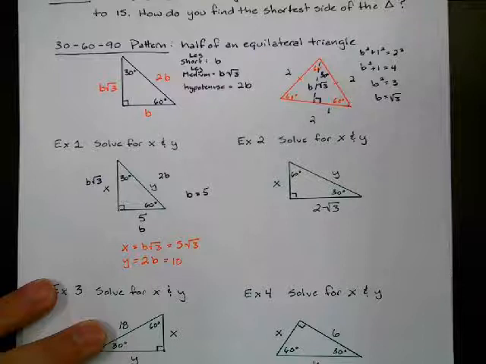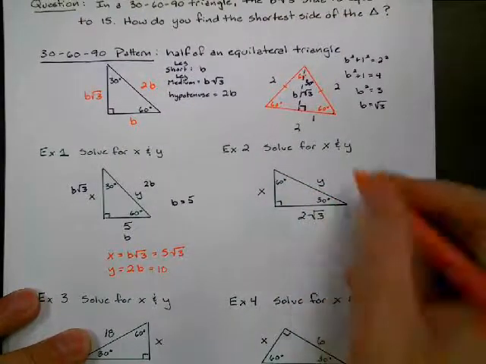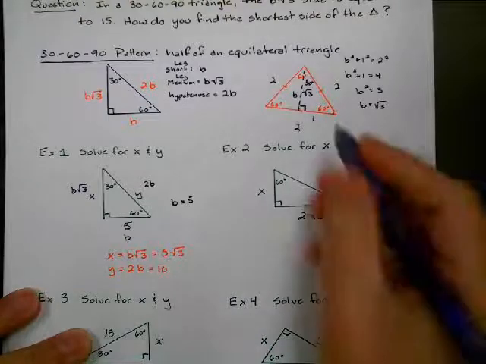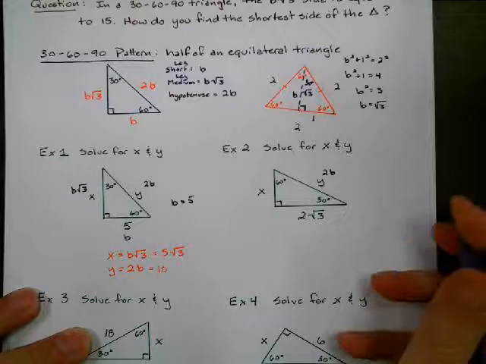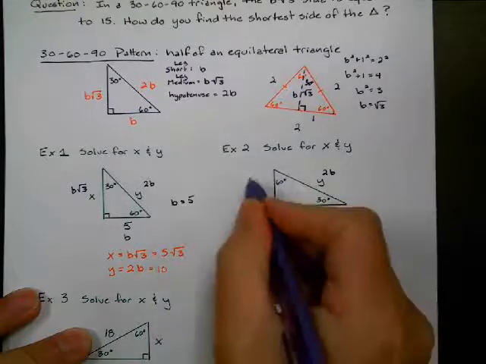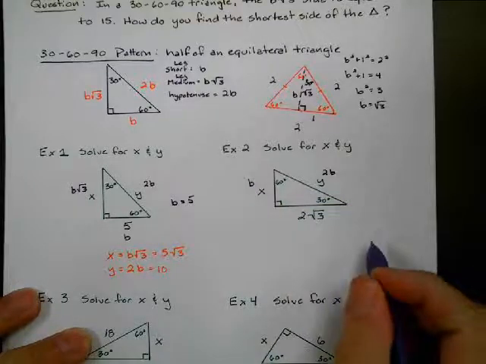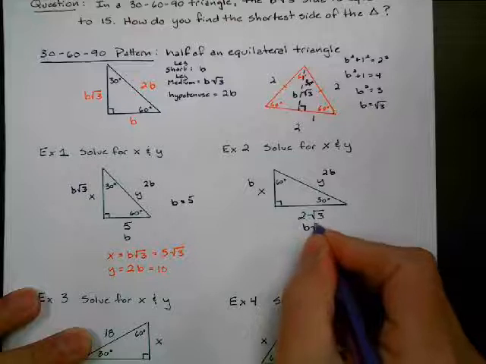All right, next one. Okay, so here's my hypotenuse. So that's definitely going to be 2B. So I'm going to write that down. That's 2B. All right, which one's my shortest leg? Well, here's the smallest angle, and this must be the smallest leg. So this one is B. Then over here, this one would be my B root 3 side.